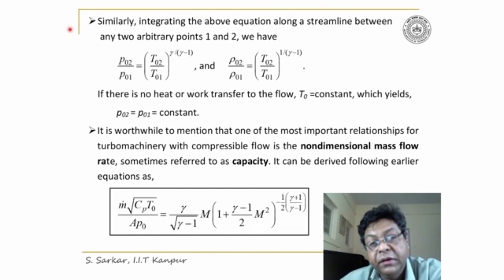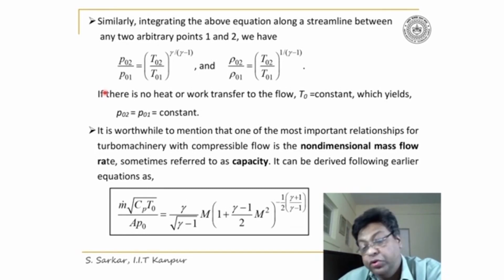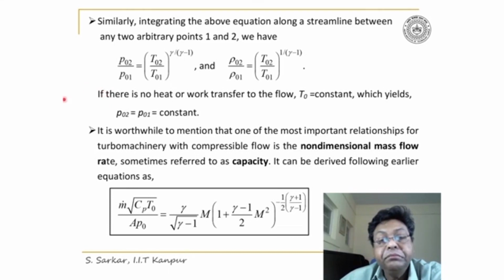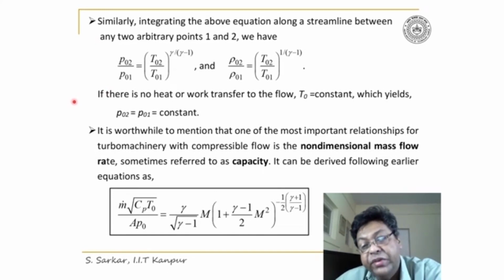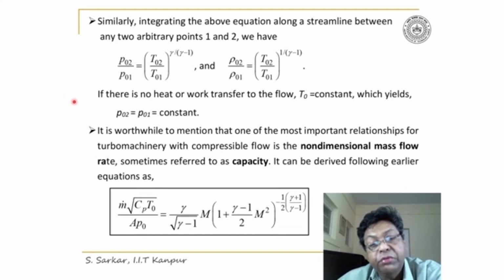Similarly, integrating along a streamline between two arbitrary points denoted by 1 and 2, I can say P02 by P01 is equal to T02 by T01 to the power gamma by gamma minus 1, and rho 02 by rho 01 is equal to T02 by T01 to the power 1 by gamma minus 1. Now if there is no energy added to the system, then T0 must be constant, which leads to P02 equal to P01.